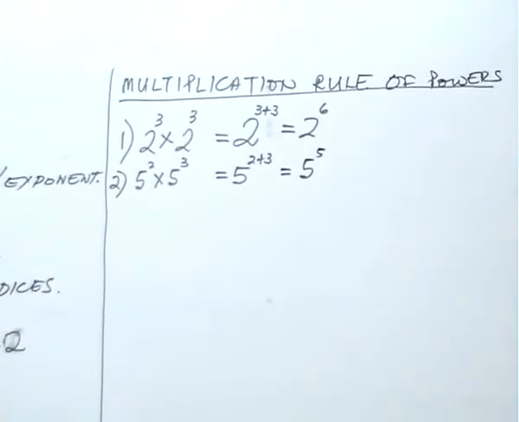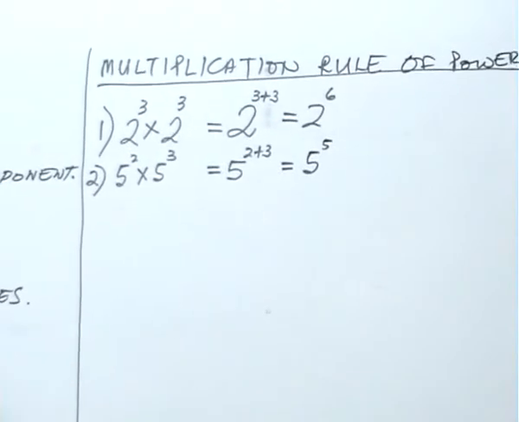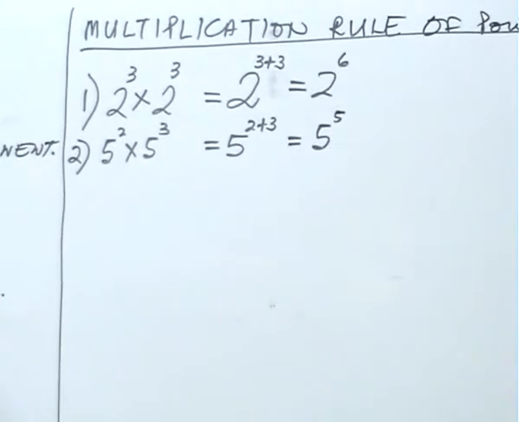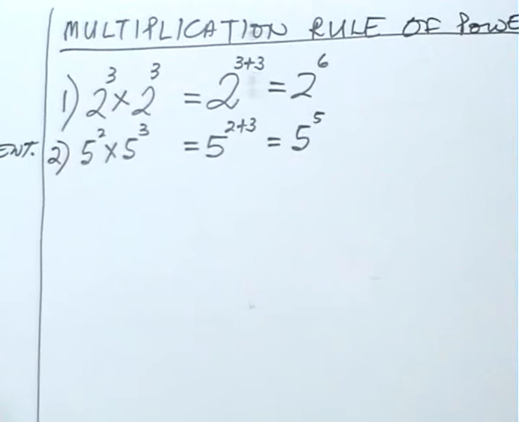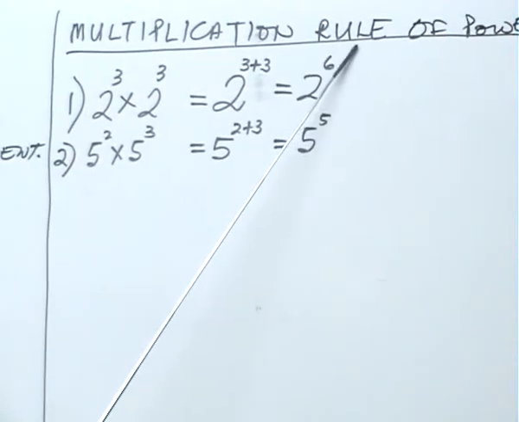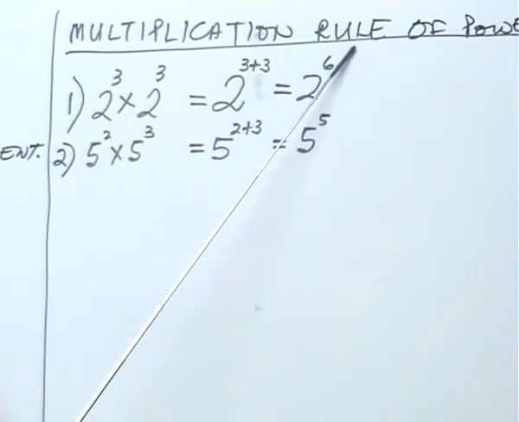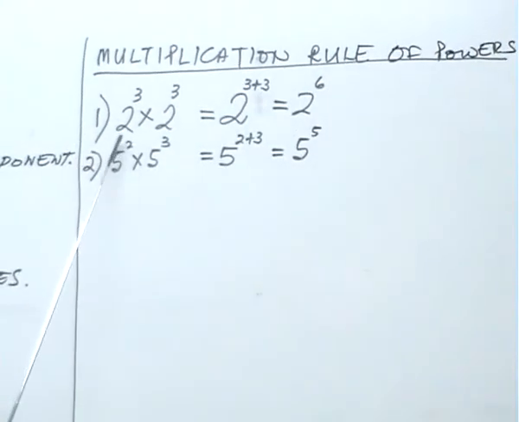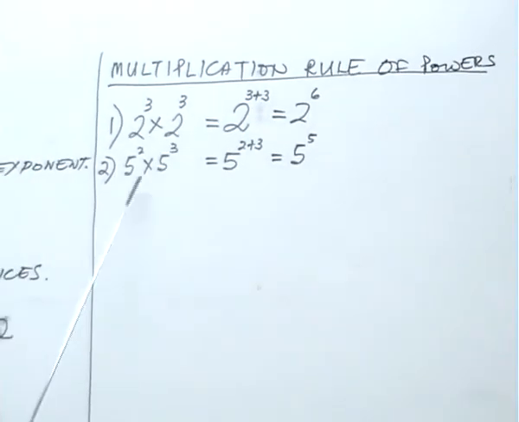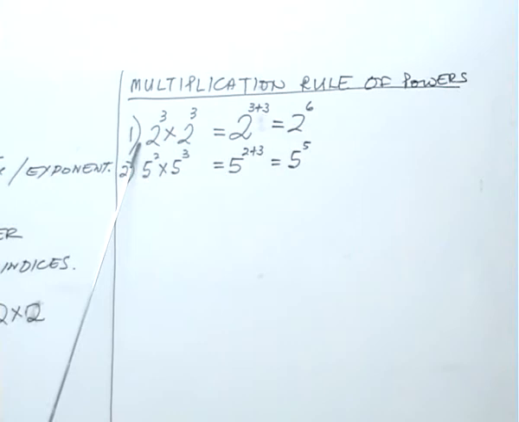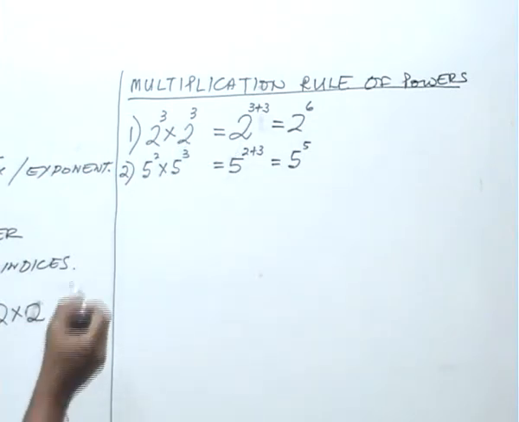Now, very important when it comes to indices, whether you're multiplying or dividing, the rule works only if the bases are exactly the same. So you can only use the multiplication rule of powers if the bases are exactly the same. The bases are exactly the same here, so you can use this rule. Let's do another example.